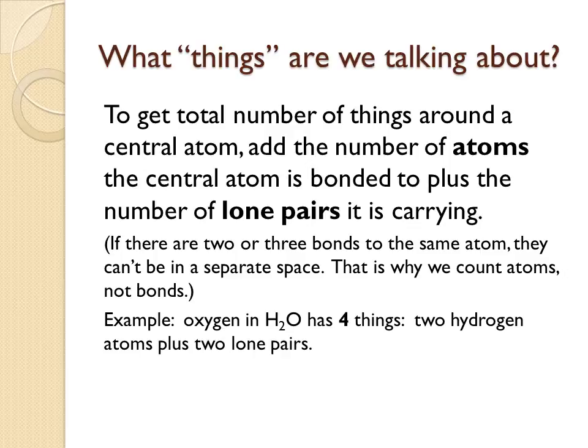So as an example, I gave water. The oxygen is the central atom in water, and that oxygen is holding on to four things, two hydrogen atoms and two lone pairs. If you draw out the Lewis dot structure, you'll be able to see that.